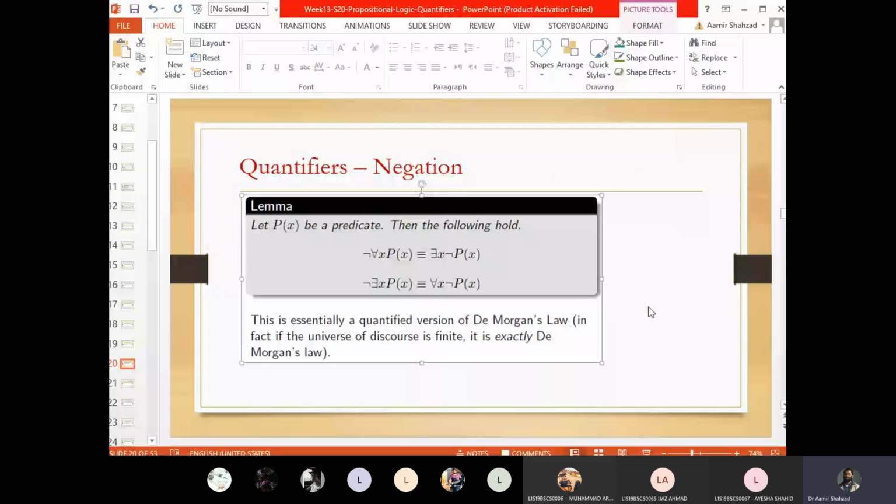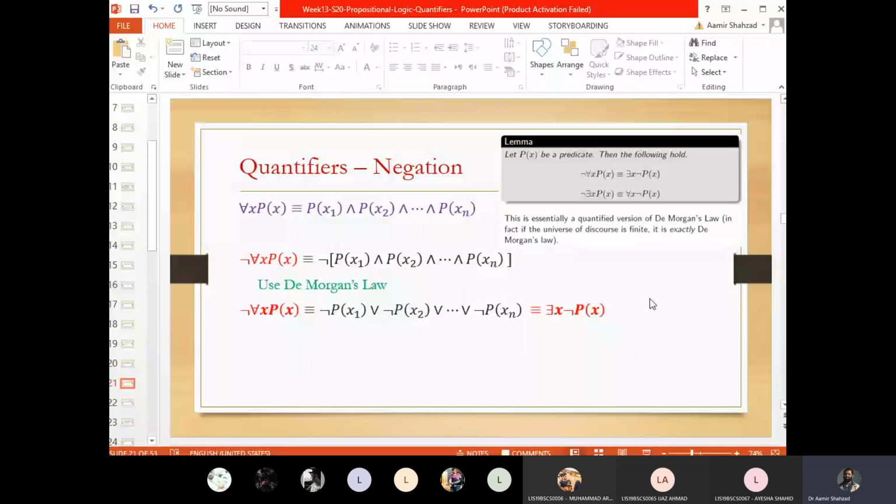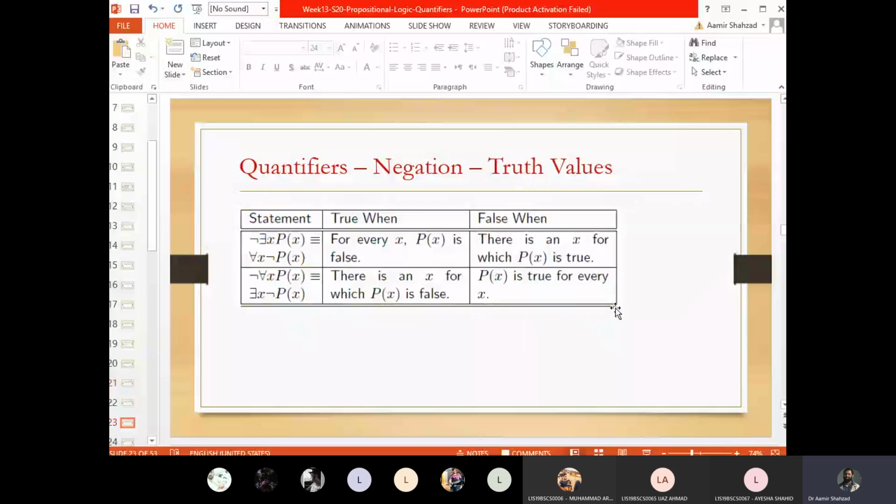And then we proved this also using De Morgan's law. So always remember how to prove this using De Morgan's law. And negation of truth values and quantifier negation truth values. These are opposite to what we just saw about the truth values of the quantifier.